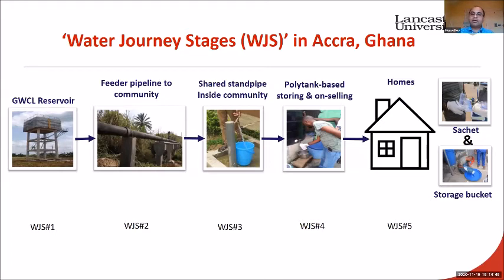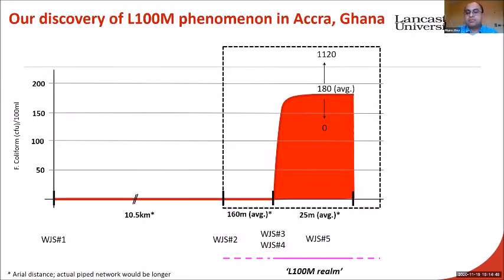So here is the result, almost hot off the press, you may say. This is how we discovered the last 100-meter phenomenon in Accra. You can see the horizontal line is our water journey stages, and the vertical axis is our fecal coliform count. You can see very nicely that from water journey stage 1 to stage 3 or 4, we surprisingly found the water quality was very good. So great job done by the municipality of bringing this water to the community safe.